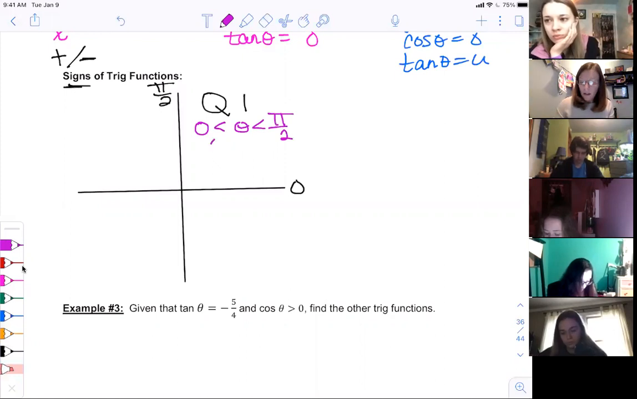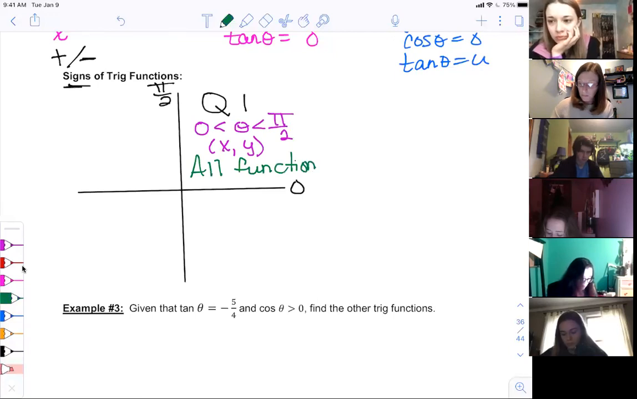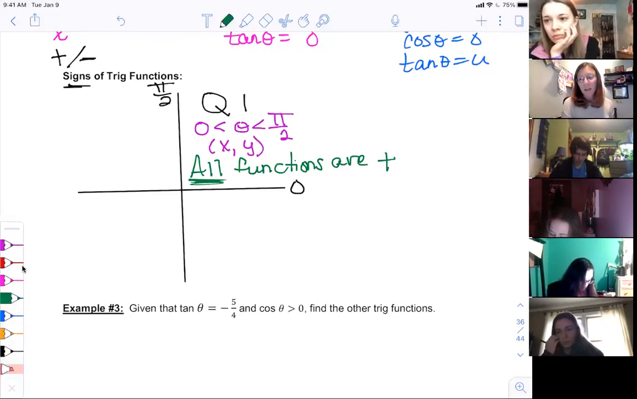We have a positive x and a positive y in the first quadrant. Because both are positive, all functions are positive. And the key thing here is that every single function is positive. Because x and y are positive, everything involves an x and a y.